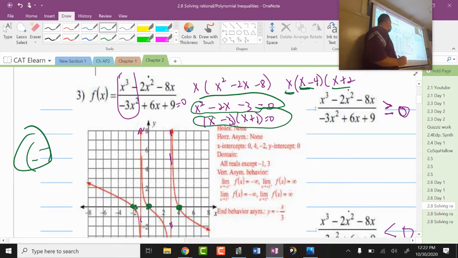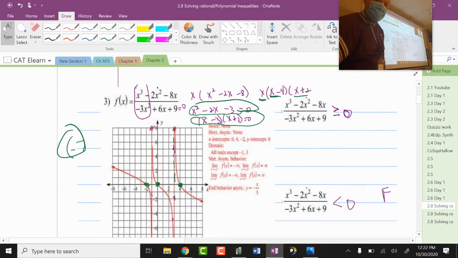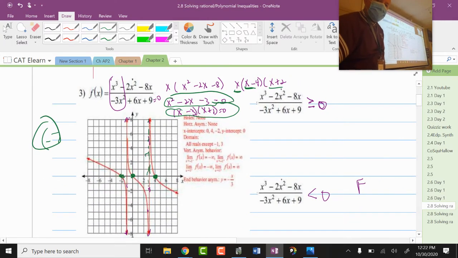Zeros of the denominator end up being these vertical asymptotes. x equals 3. This is stuff that you should mark. x equals 3, and x equals -1 for x plus 1.